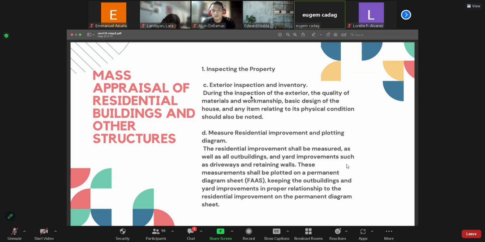So the residential improvement shall be measured as well as all outbuildings and yard improvements such as driveways and retaining walls. This measurement shall be plotted on a permanent diagram sheet, keeping the outbuildings and yard improvements in proper relationship to the residential improvement on the permanent diagram sheet. So yun po. Thank you po.